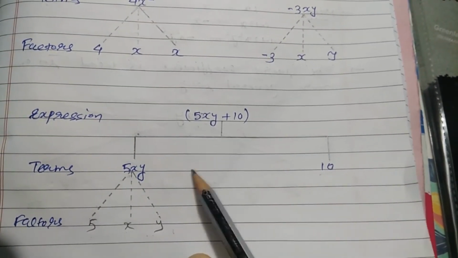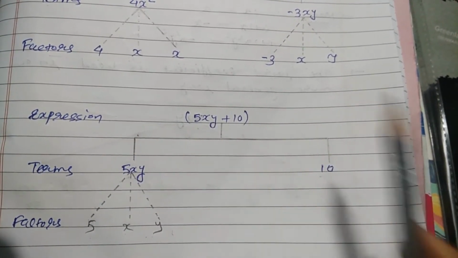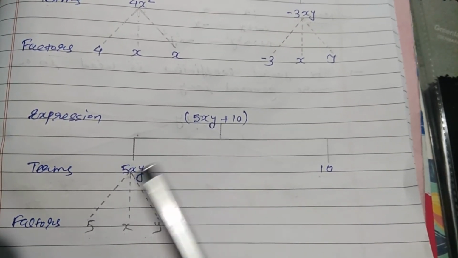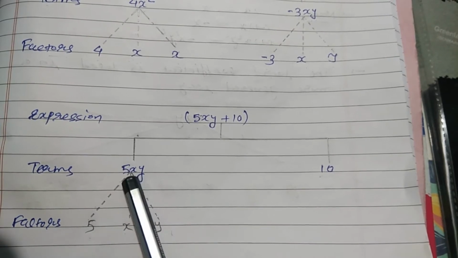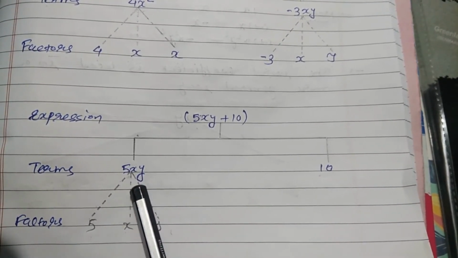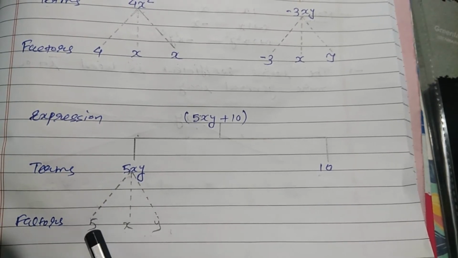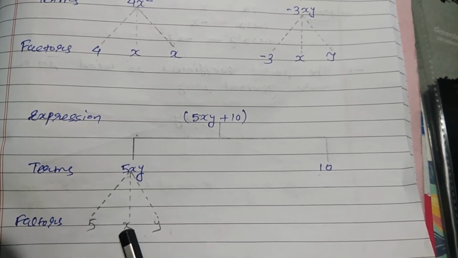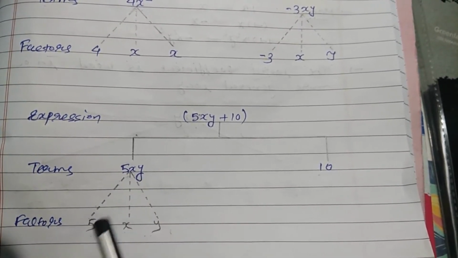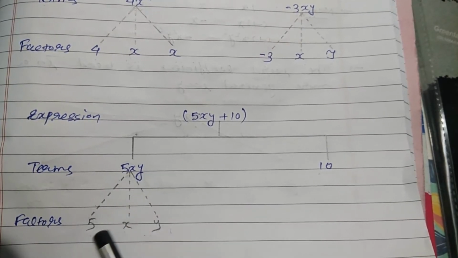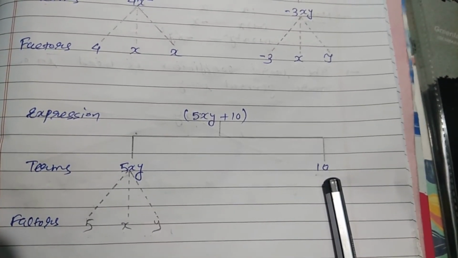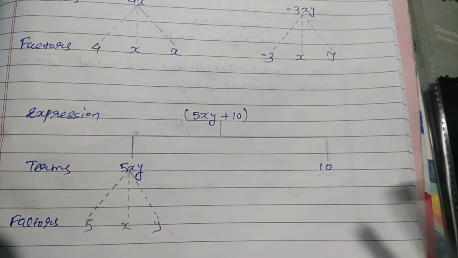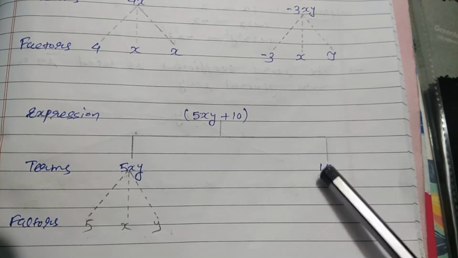Okay, next example. Expression 5xy plus 10. Clearly we can see that here two terms are there, 5xy and 10. So we will represent these two terms using continuous lines, 5xy and 10. Now clearly we can see that 5xy is a product of constant 5, and variables x and y. So when we multiply 5, x and y, we get 5xy. So here we will represent the factors of 5xy with dotted lines. Now in the second term, only a constant is there. There are no variables. So here we do not have to write any factors. We do not have to draw any dotted line.